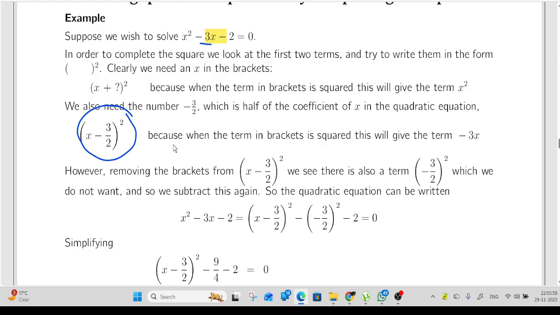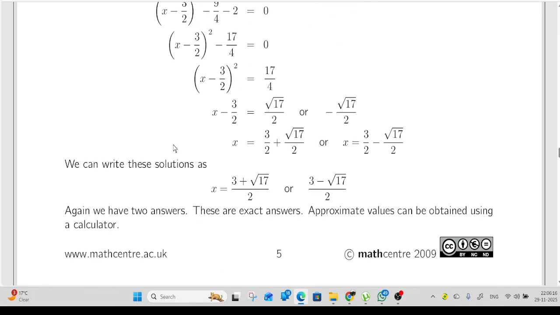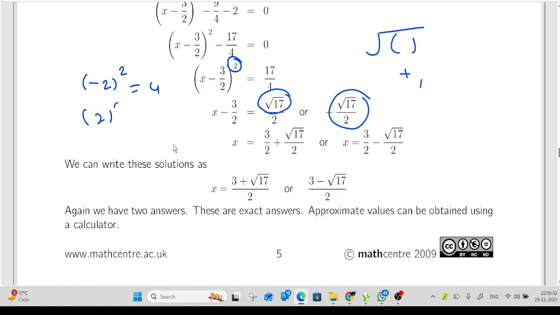Now because I added 3 over 2 square, I need to subtract it. So I subtract the square of it and write whatever my constant term is. Then I solve it and I move it to the other side. I square root both sides, right? And that's how I got two values, because when we square root a number, we get two values, positive and negative, right? Like square of negative 2 is 4 and square of positive 2 is 4. That's why we get two values. So that's why we got two answers.